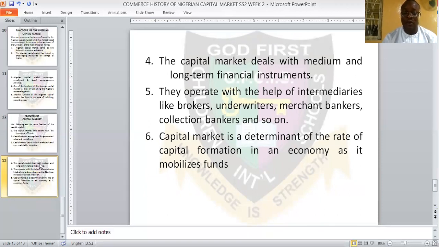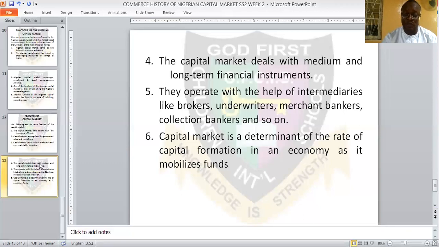Then the fifth one, they operate with the help of intermediaries. The brokers must be there, the underwriters must be there, merchant bankers, collection bankers, and so on. All these must be on ground before the capital market can start.